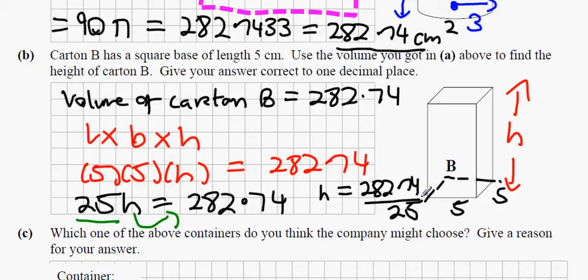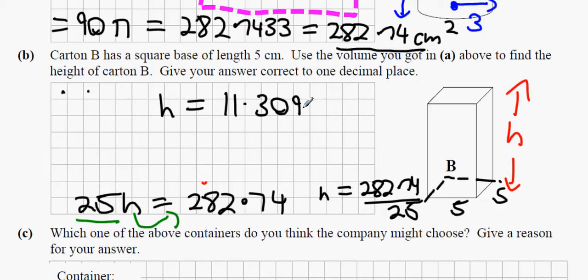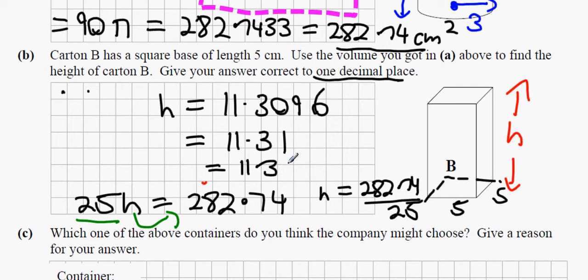The height, therefore, must equal 282.74 divided by 25, and you're going to get 11.3096. Give your answer correct to one decimal place. So to one decimal place, it'd be 11.3. The 0.3096 rounds down, so the answer is 11.3.